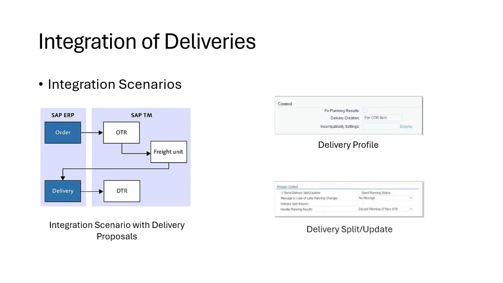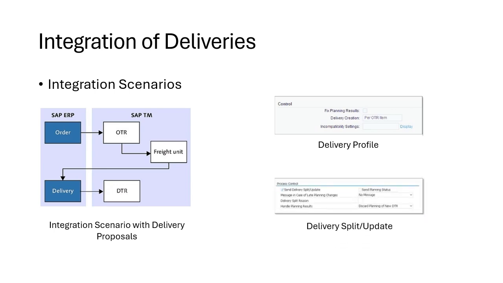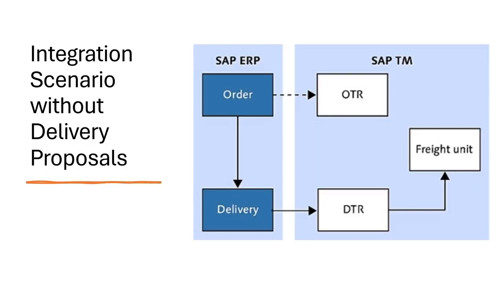And then this image shows how delivery splits and updates occur in SAP TM during the integration process. Delivery splits may happen based on weight, volume, or delivery constraints. SAP TM also allows users to manage these splits and ensure efficient transportation planning based on real-time situation. And integration scenario without delivery proposal.